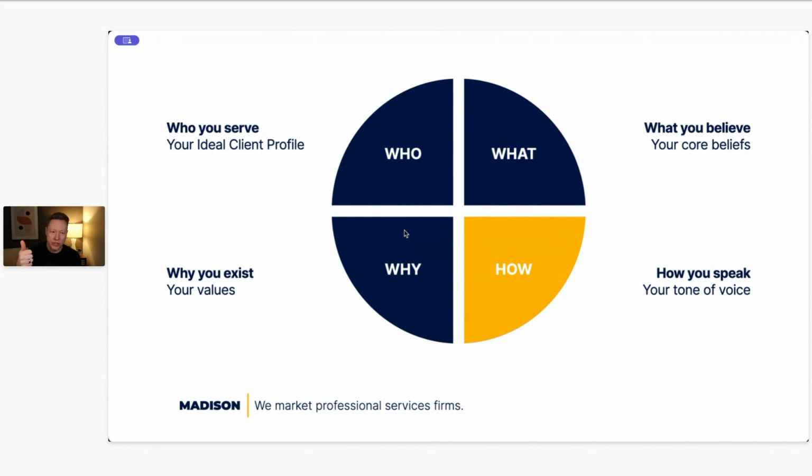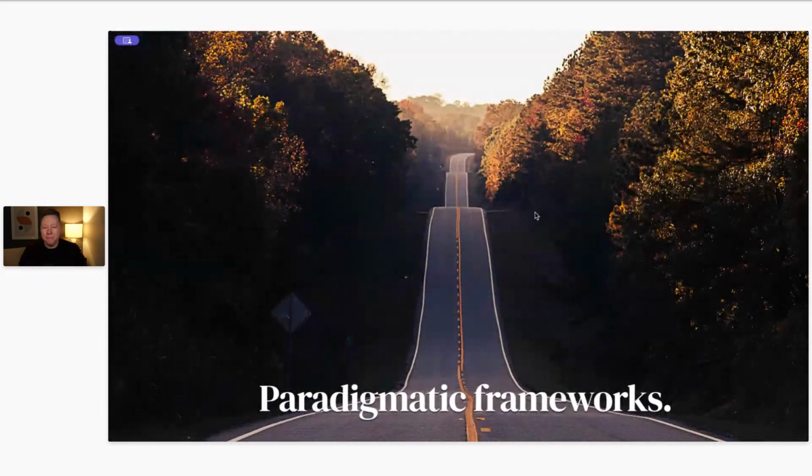One is, who do you seek to serve, your ideal client? What do you believe to be true? So your core beliefs, why you exist, your core values, and then your tone of voice. How do you communicate that? And so we walk through each one of those lenses and facilitate discussion around that. And then the last one is what I would call a paradigmatic framework.